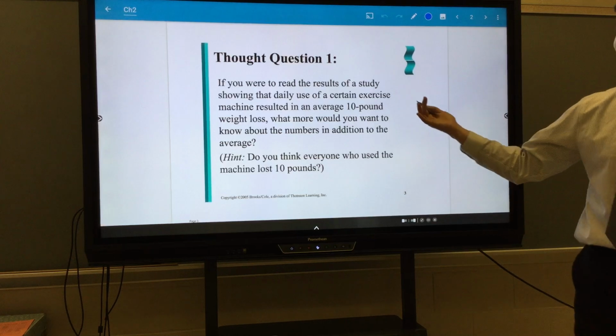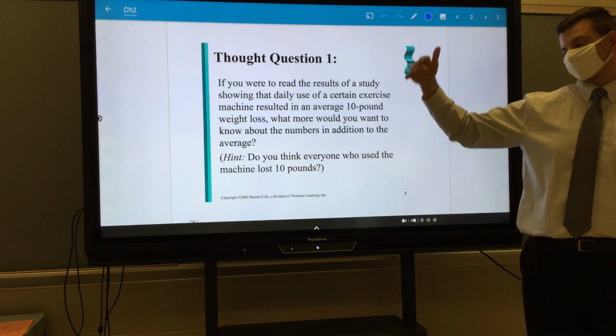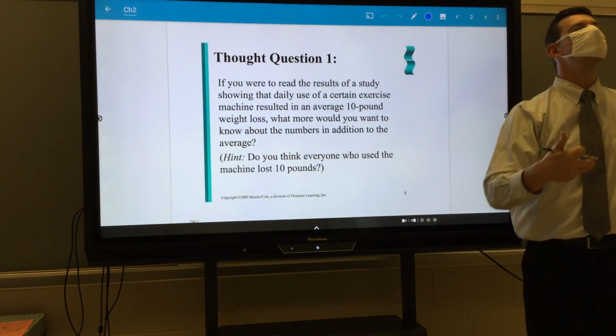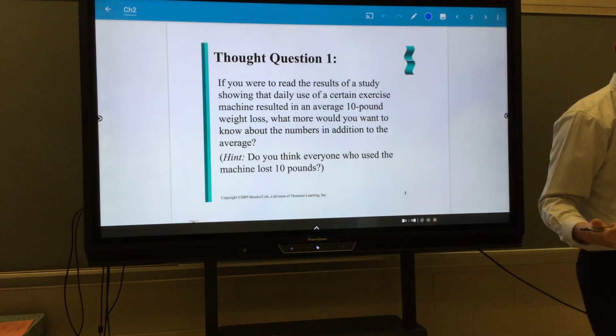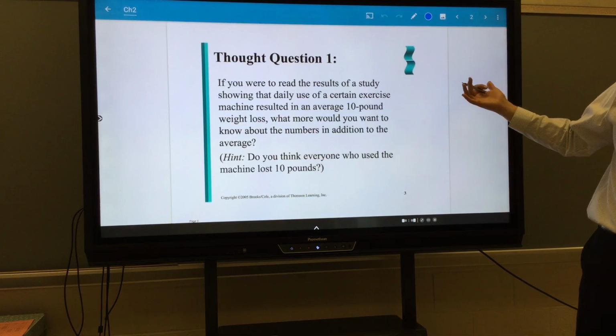Or maybe on the reverse. Maybe you have people who are overweight and have 10 pounds or more to lose, so that happens rather quickly. You don't know anything about those people.